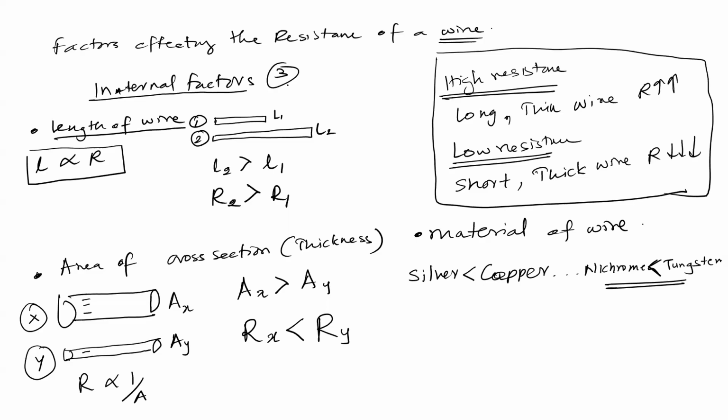So are you clear about the three internal factors? I hope you all are clear about it. Any doubts, you all can ask. Which one will get heated fast, high resistance or low resistance? High resistance, quickly getting heated.